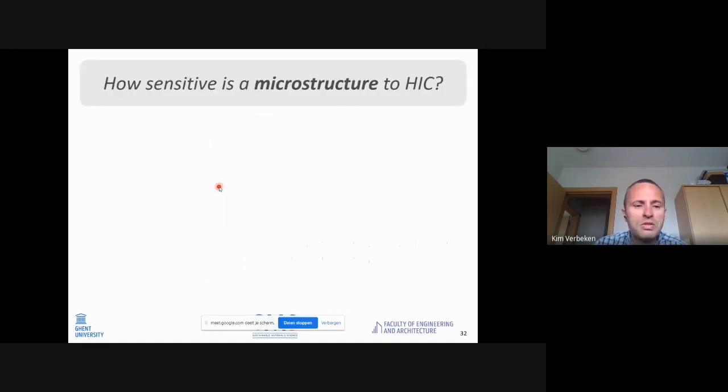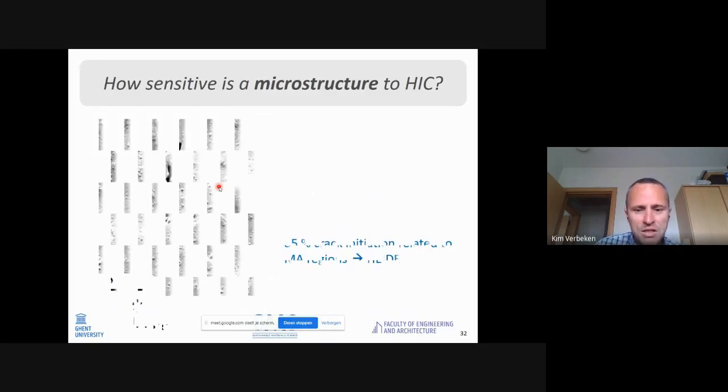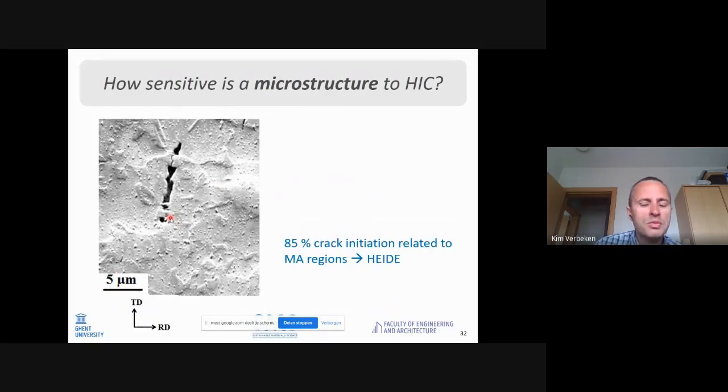So what do we see over here? Well, this is the TRIP steel, transformation-induced plasticity steel. I showed some tensile tests of it in the beginning of the presentation. And in this TRIP steel, you know that this is a steel with multiple microstructural features. So you have in this steel, for example, islands of martensite and retained austenite.